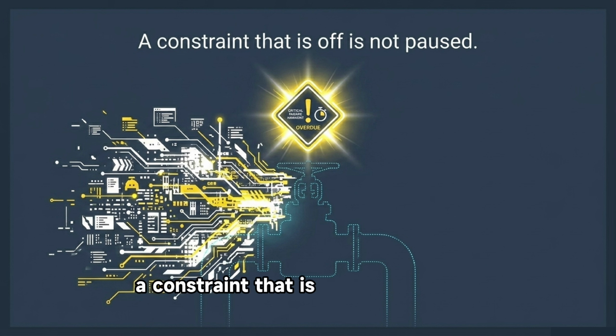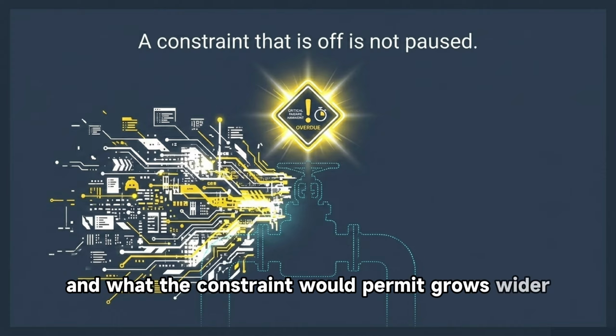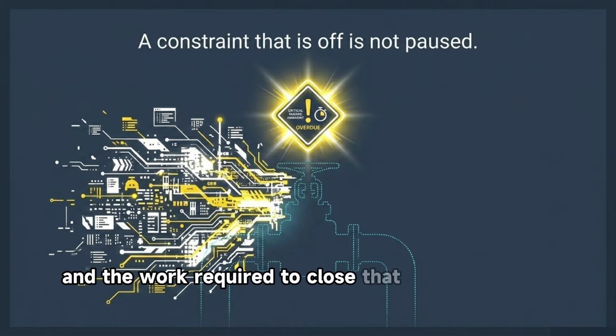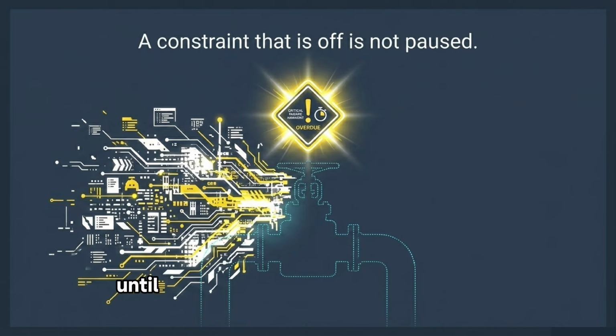A constraint that is off is not paused, it is absent. Every day it stays disabled, it is absent for another day. The data accumulates. The gap between what the database contains and what the constraint would permit grows wider, and the work required to close that gap grows with it, until the moment something goes wrong that the constraint would have caught, and the cost of having turned it off becomes impossible to ignore.